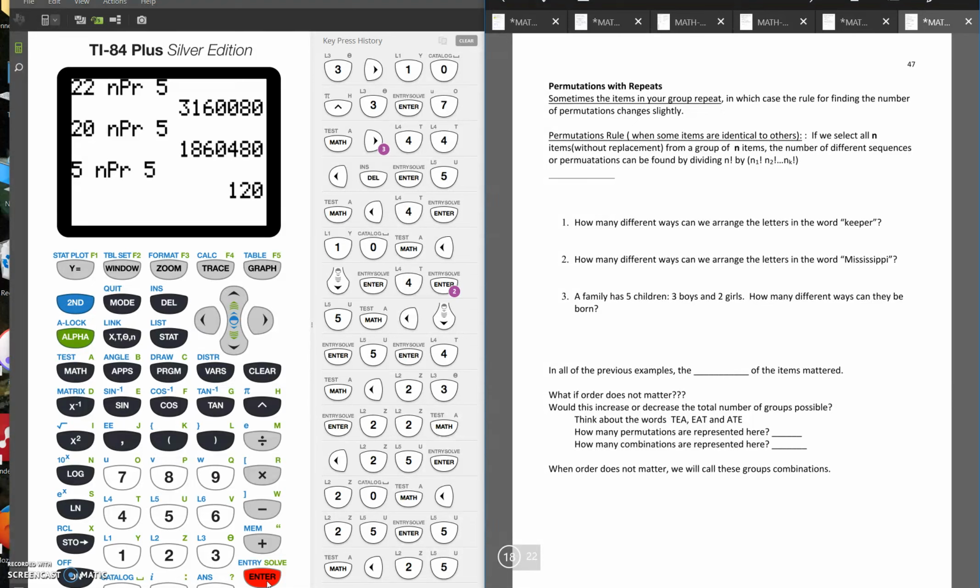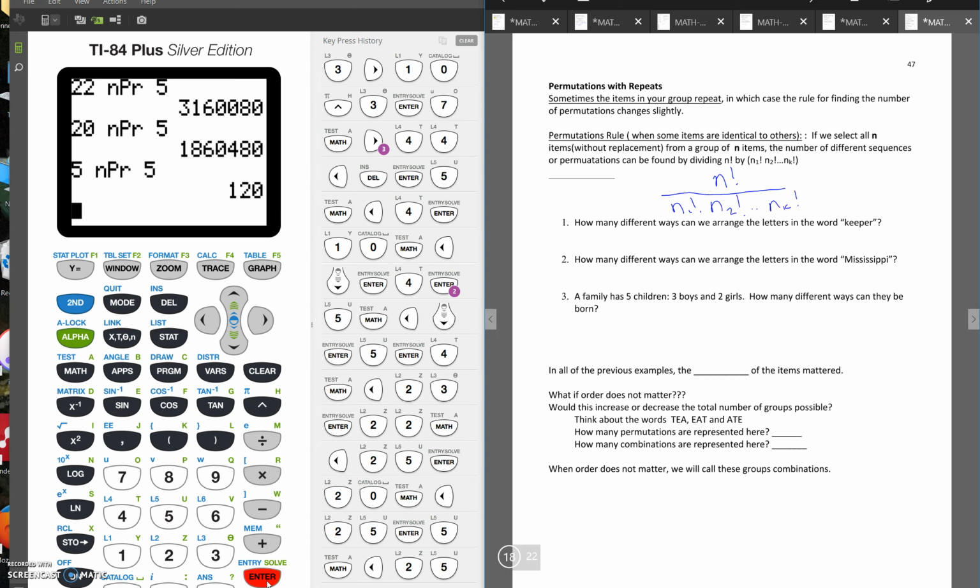Now, we could also talk about permutations when you can repeat things. So sometimes the items in your group can repeat, in which case the rule for finding the number of permutations changes a little bit. So if we select all n items without replacement from a group of n items, you're going to take n factorial, and then however many times something repeats, you're going to divide by that factorial.